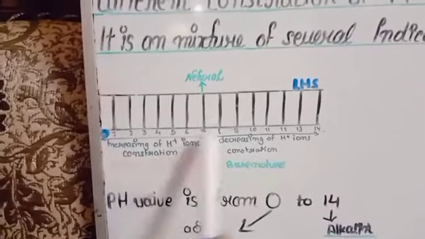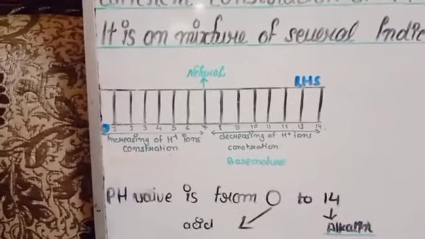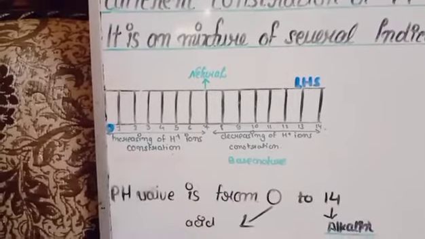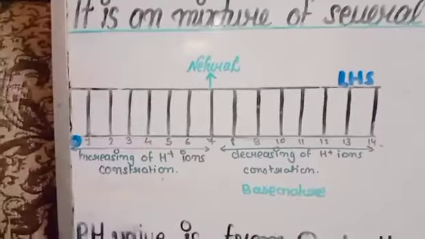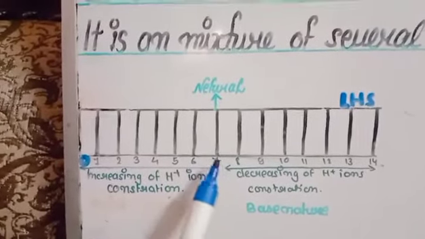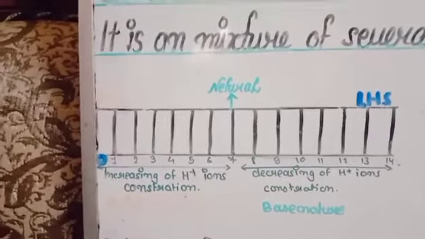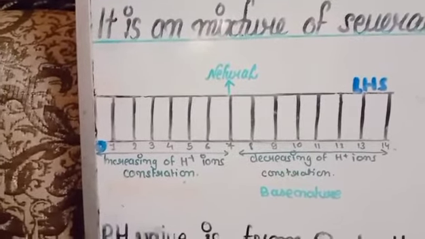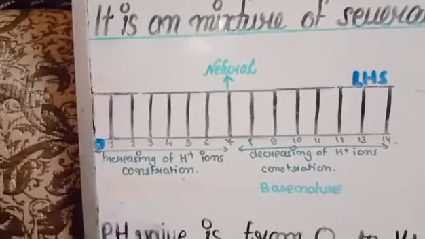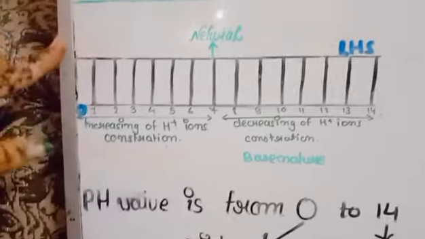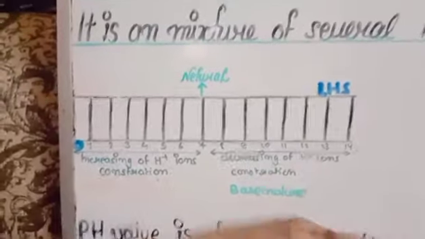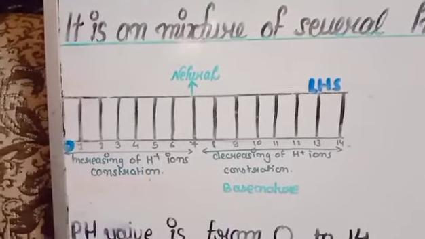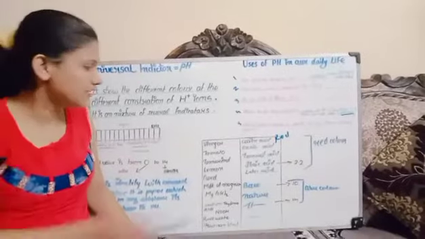And from 7 to 14 it gives a blue color. From 7 to 14 it is considered as a base. And in the center, the value 7 is neutral, which means green color. That means neither more nor fewer hydrogen ions. So the right-hand side gives a red color, the left-hand side gives a blue color, and the center gives a green color.